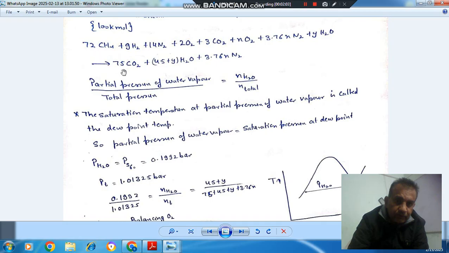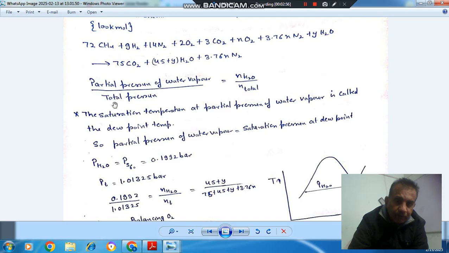If we balance carbon, there will be 72 plus 3, so 75 CO2. If we balance H2, for CH4 it will be 72 times 2, which is 144 H atoms, so 72 plus 9, then 45 plus Y, so here it will be 45 plus Y. If we balance N2, then 3.76 X on this side, so here also 3.76 X. So this will be the complete chemical reaction.